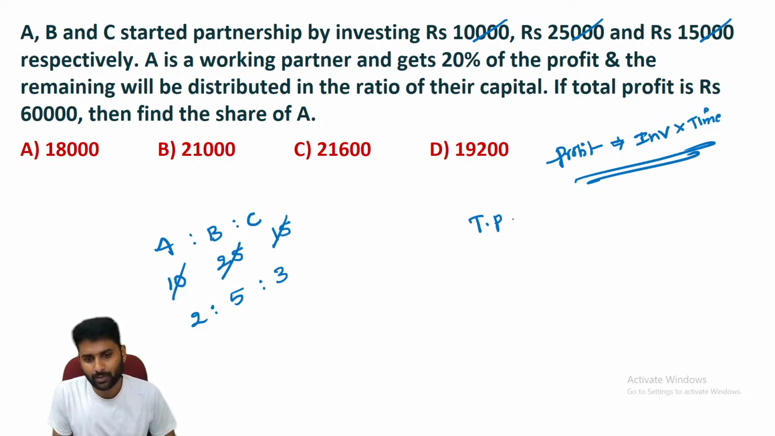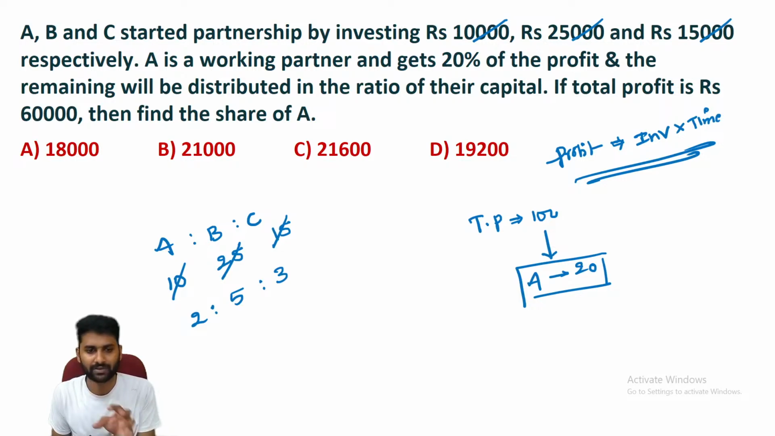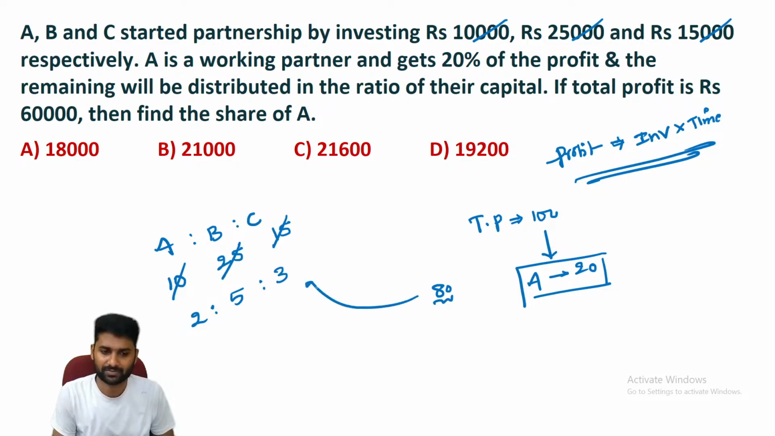Now, there is a total profit. Let us assume the total profit is 100 units. Out of 100 units, A is a working partner, so we have to pay 20 units. And the remaining 80 units, you have to distribute according to their investment.